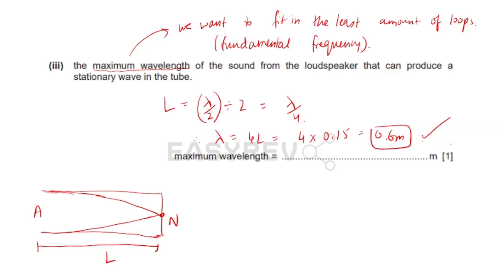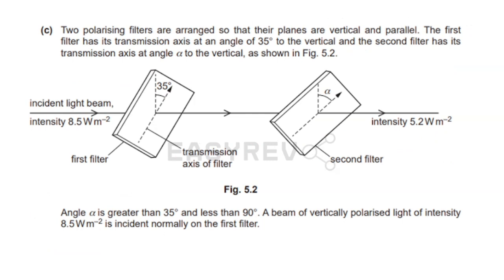Now let's move to the next part. 2 polarizing filters are arranged so that their planes are vertical and parallel. The first filter has its transmission axis at an angle of 35 degrees to the vertical, and the second filter has its transmission axis at angle alpha to the vertical as shown in figure 5.2. Angle alpha is greater than 35 degrees and less than 90 degrees. A beam of vertically polarized light of intensity 8.5 watt per meter square is incident normally on the first filter.